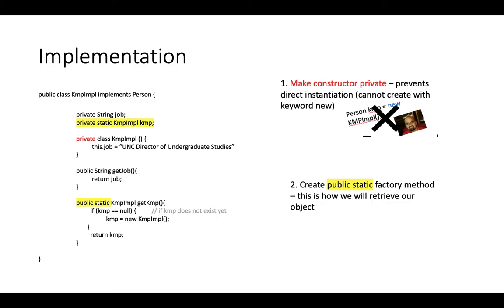And you can see that we use the private static variable at the top to help ensure that we can figure out whether KMP actually exists or not. So if that private static variable is null, we know to create our only instance of KMP. Otherwise, we return the KMP that already exists.